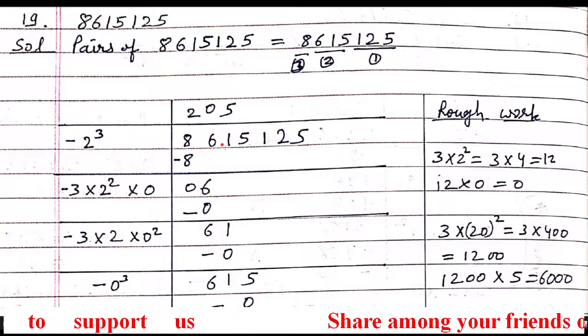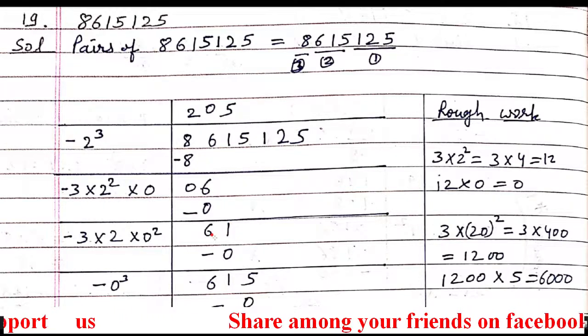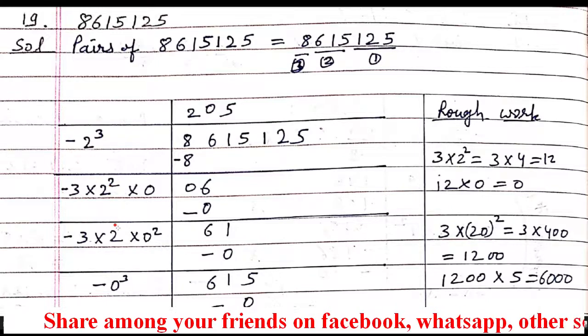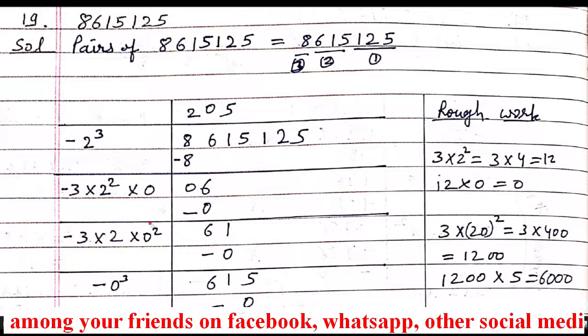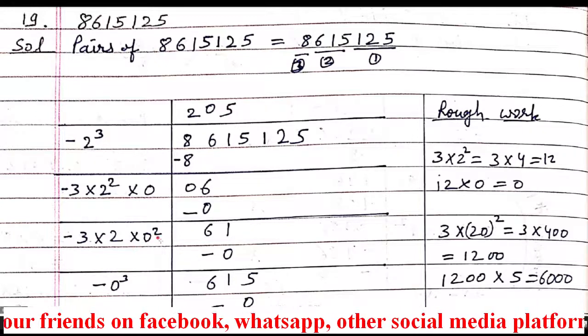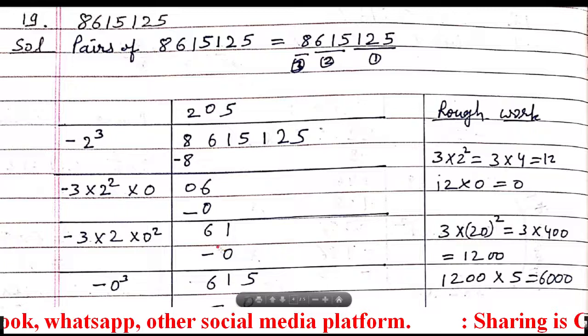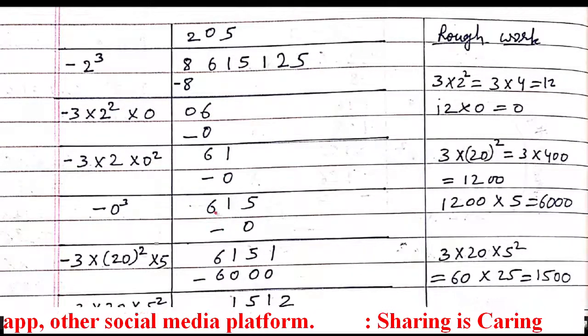Now after 6, which digit will we copy down? 1. So right here 1. So it's going to be 61. Now in this side, this 3 as it is. Power of 2 is going to reduce, and power of 0 is going to increase. But you know that any number multiplied by 0 is 0. So the product is going to be 0. Now 61 minus 0 is again 61.